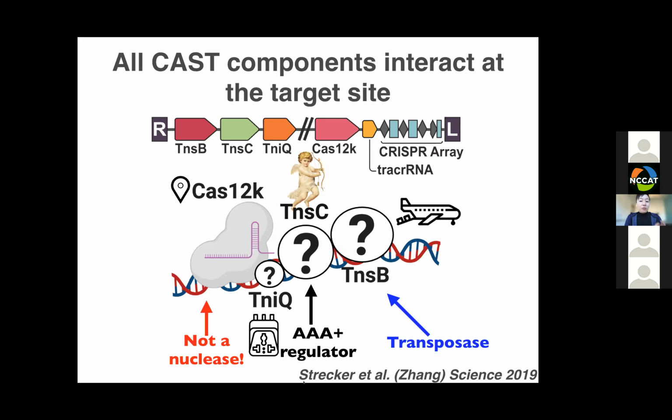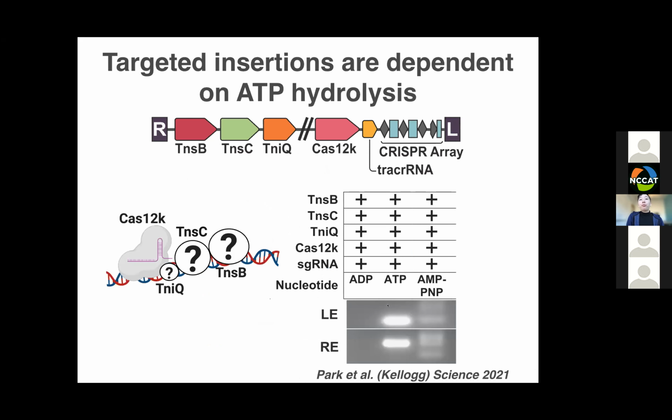But there was another experiment that we did that really piqued our interest. Like I told you, all of these components are required for transposition. And when we take all of the components, but then we simply change to different nucleotides, we saw something very interesting. What we use here is a transposition assay, an in vitro transposition assay, where we put all of these components into a test tube.